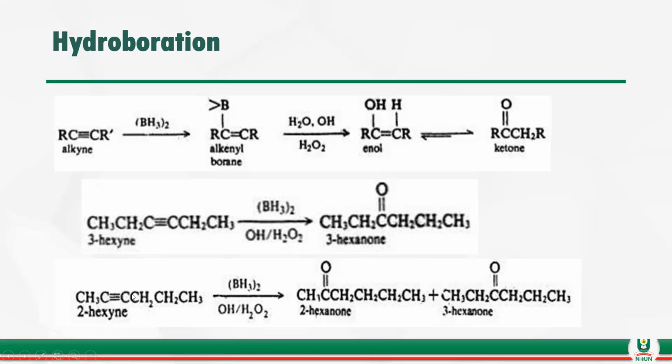So non-symmetrical alkynes will give you two products. In one of the products, the carbon-to-oxygen double bond will be here. In the second one, the carbon-to-oxygen double bond will be here. So that is exactly what we have here. You see CH3C. So in this one, 2-hexanone, the carbon-to-oxygen double bond was at this carbon. Then in this second one, the carbonyl group was at this carbon.